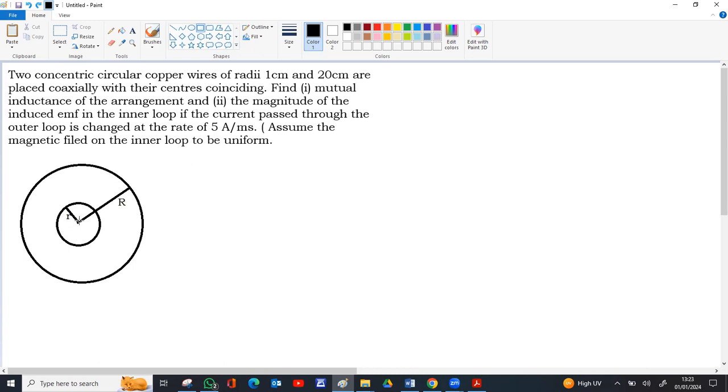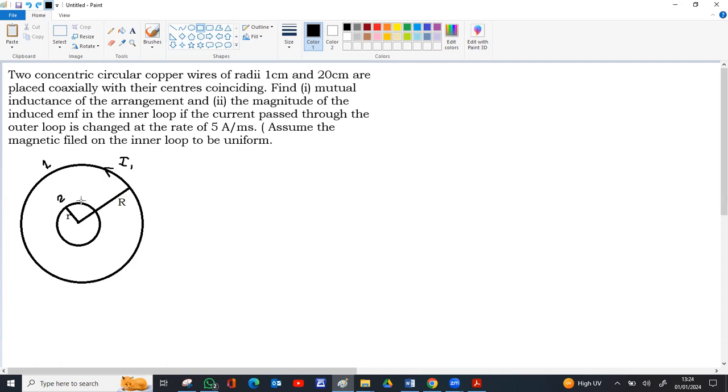Now to find the mutual inductance, assume a current I1 is passed through the outer coil, taking the outer coil as 1 and the inner coil as 2. The current passed through the outer coil produces a magnetic field. The inner coil is very small, 1 cm, so we can assume the magnetic field to be uniform, constant across the cross section of the inner one. That is what is given in the bracket also: assume the magnetic field on the inner loop to be uniform.